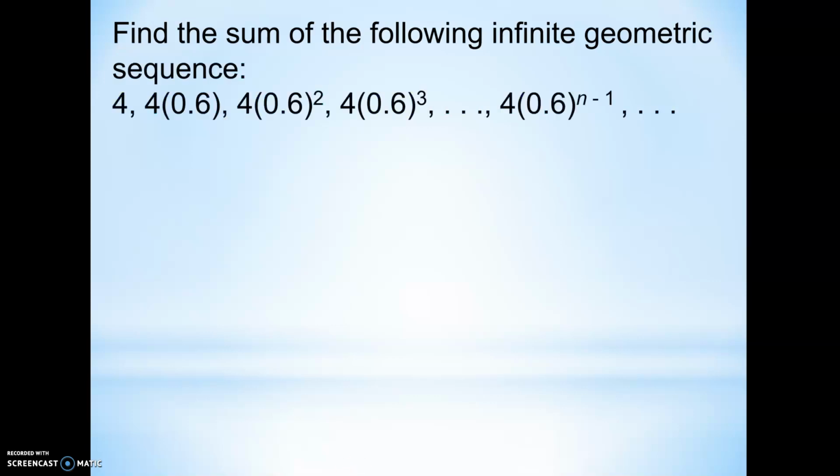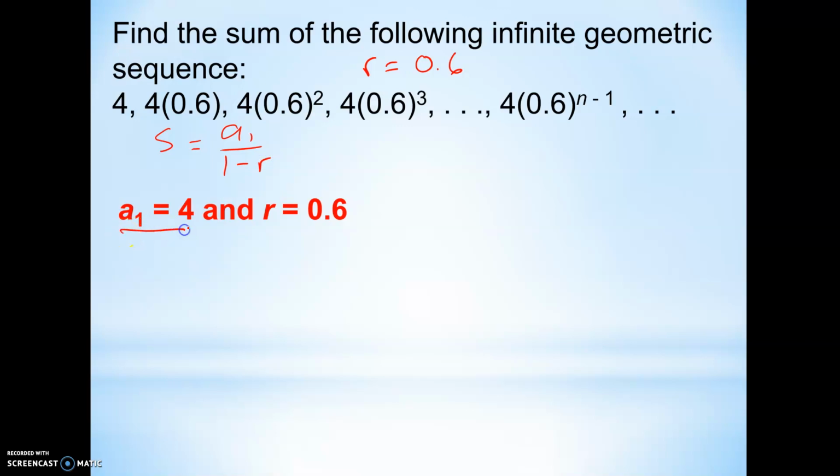Okay, here we go. Find the sum of the following infinite geometric sequence. Okay, so they want the geometric series. You can see here that r is 0.6 because you're multiplying that by each term to get the next term. It's just not simplified out for you. So if I want to find the sum, I have to use the formula. And the formula is S is equal to a sub 1 over 1 minus r.